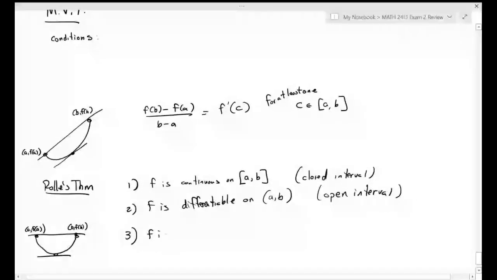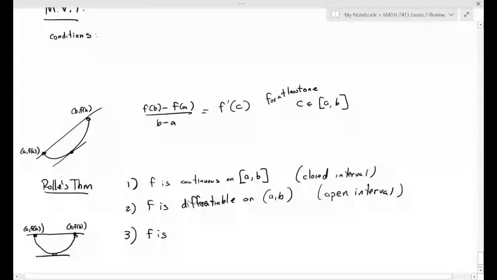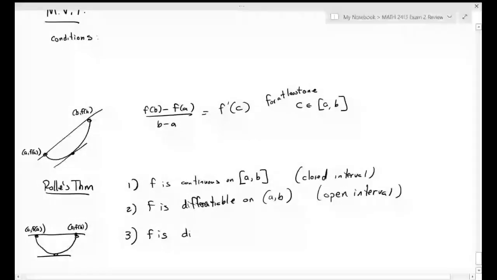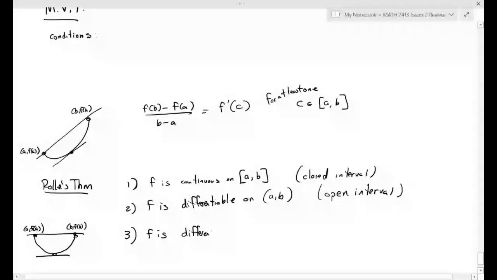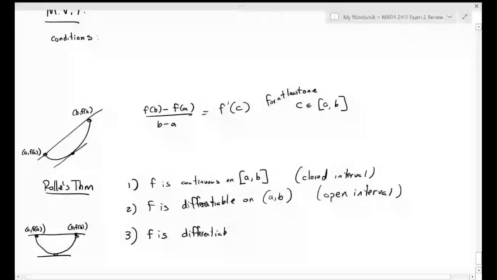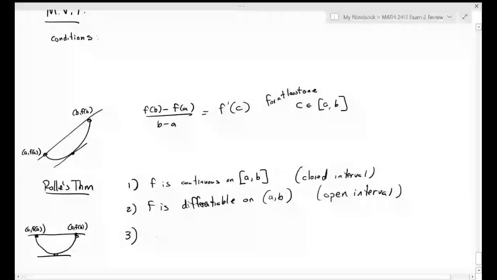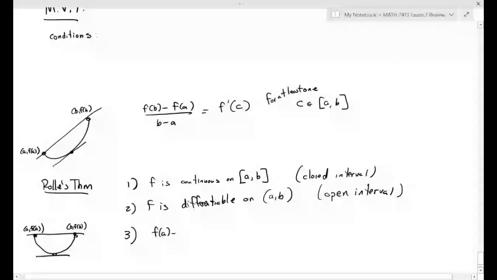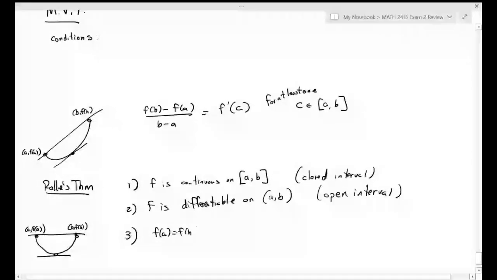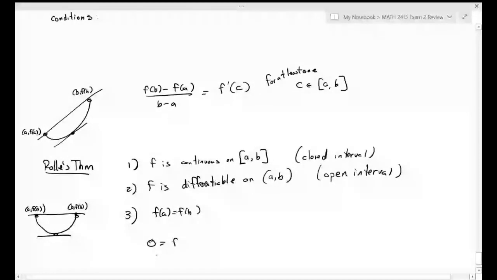If you're interested in why it's called mean value theorem, the other one's Rolle's theorem, well then you probably want to be a historian, right? Oh, f of b equals f of a. So that way the slope of the secant line is 0. And so then Rolle's theorem just says that there's some point c at which the slope of the tangent line is 0.